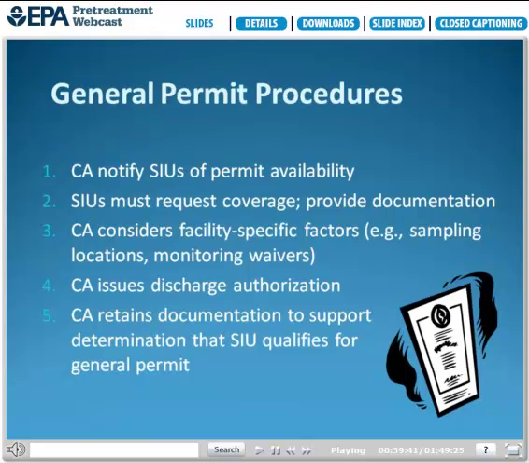Some typical procedures that are different from individual permits include publicizing the availability of the general permit and how an industry might apply for the general permit. The control authority needs to consider how it determines an industry qualifies for the permit and when that industry might not. Also, the control authority needs to maintain records of why those particular industries did qualify and why those others did not. Organizing sampling data and records for multiple users under the same permit might also be a bit different than how the control authority keeps records for an individual permit files.